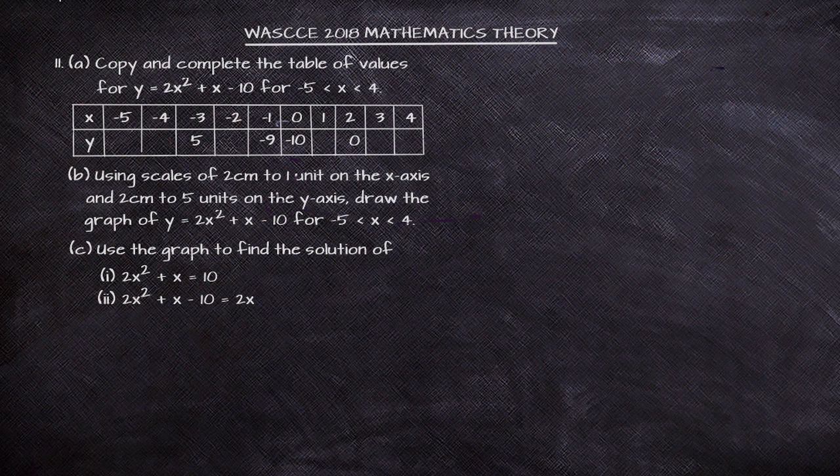So we are given y is equal to 2x squared plus x minus 10, and we are to complete this table for the values of x between minus 5 and 4 inclusive. And now that table is given to us.